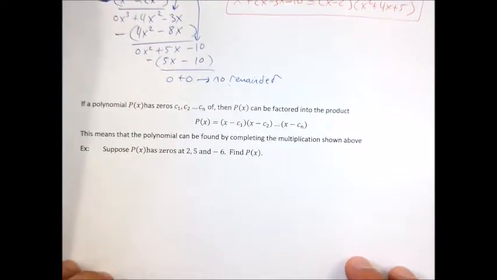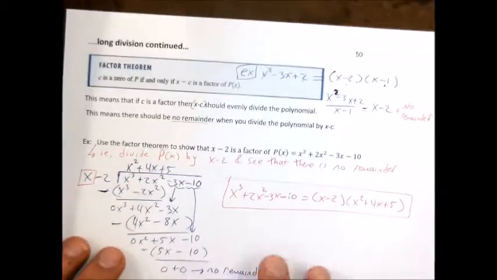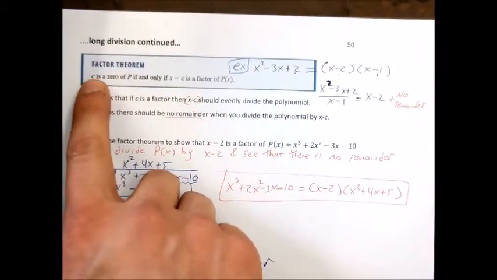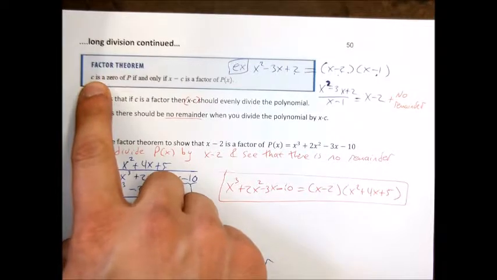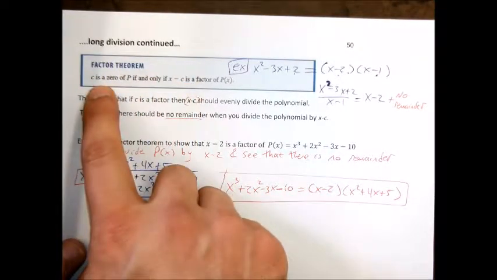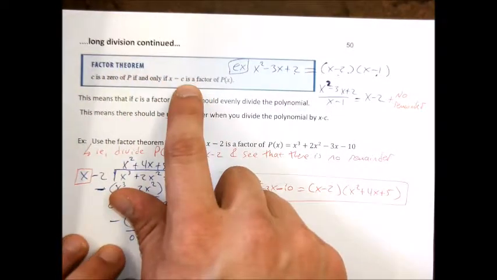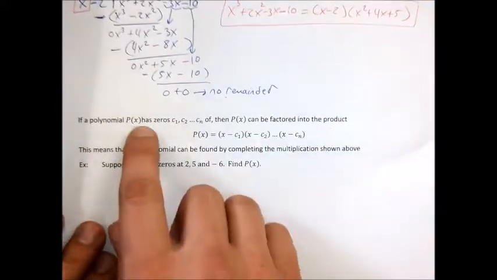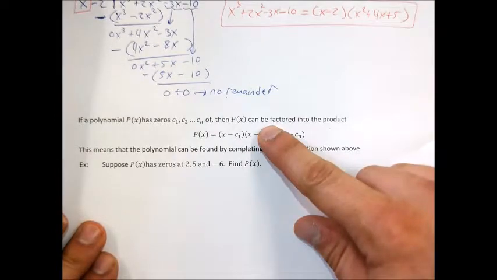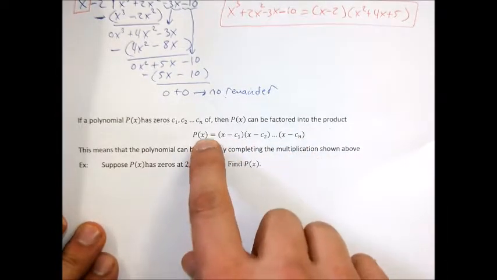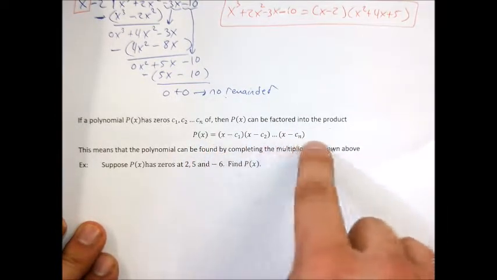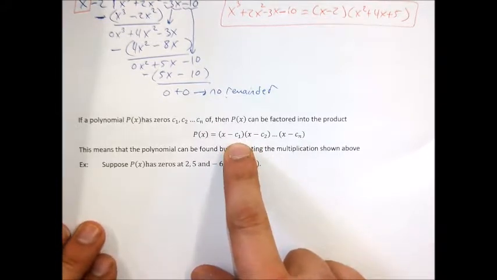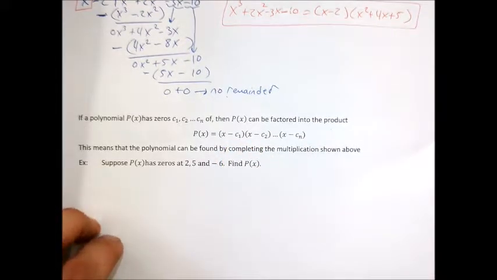The other way to say this is like the reverse of this. So the top theorem says if c is a zero, then we know that x minus c is a factor. And this one says if we know all the zeros, then we know that the polynomial can be written as a product of all those factors. So it's just taking the previous statement a little bit further.